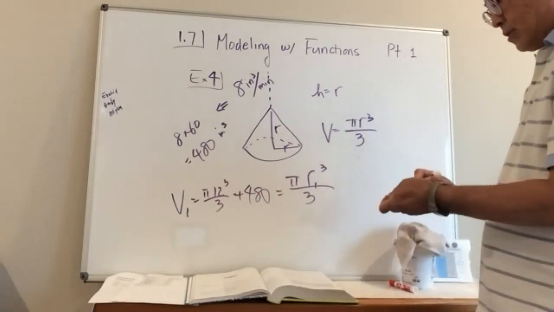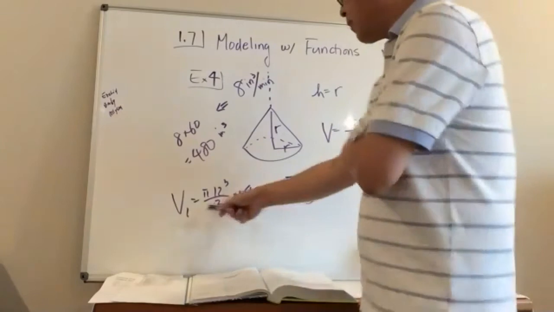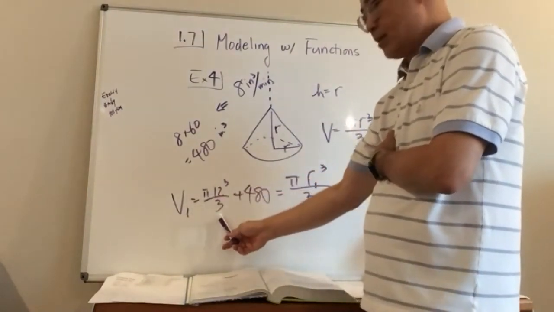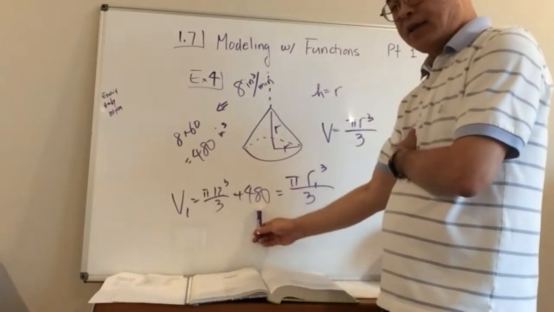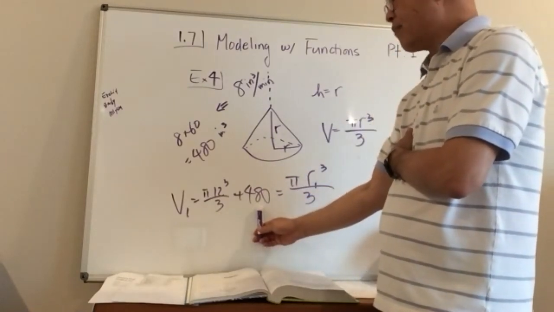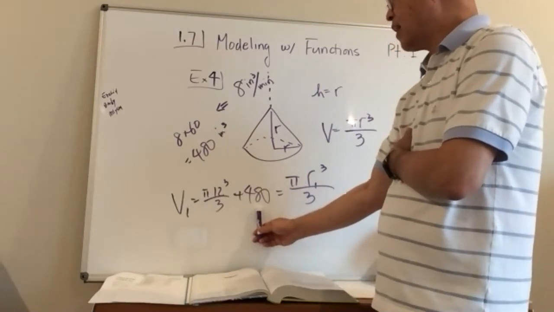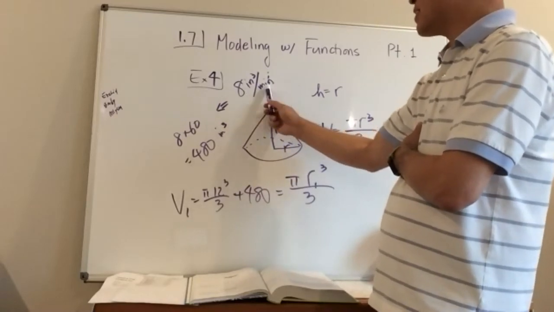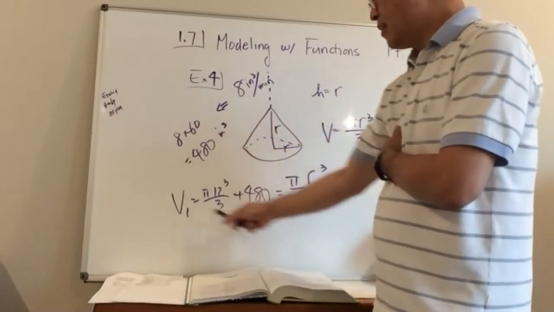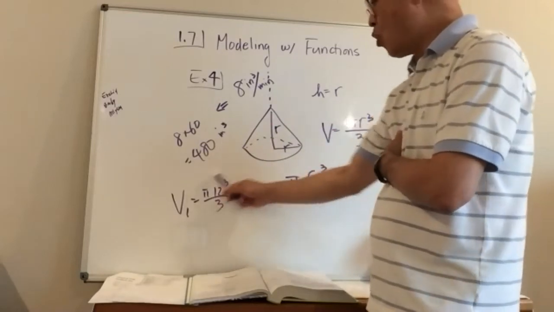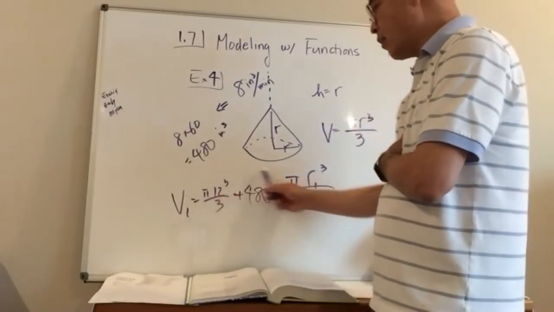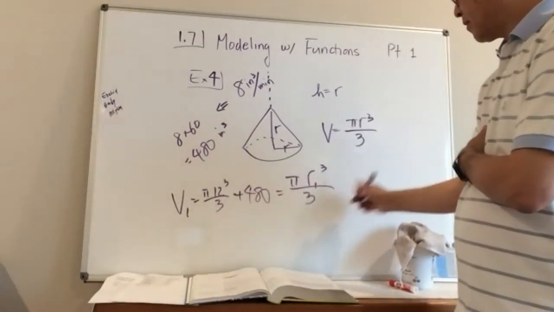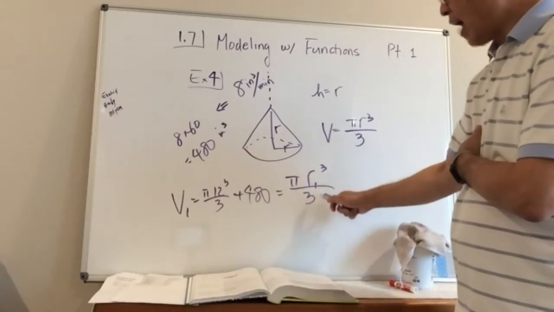So in other words, this is the volume that I started with, 1 foot. This is the volume that I added after an hour, because for 60 minutes, I added 8 cubic inches per minute. So times 60 would be 480. So this is how much I added. So this is the total volume after an hour, right? And that's going to be equal to this guy, because this is the radius after an hour.